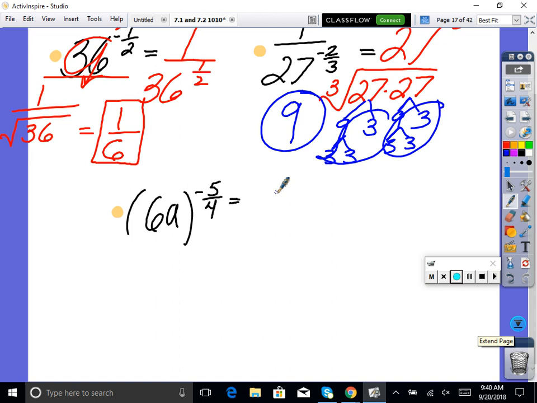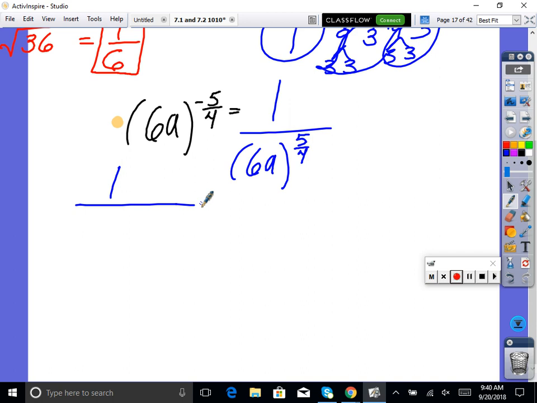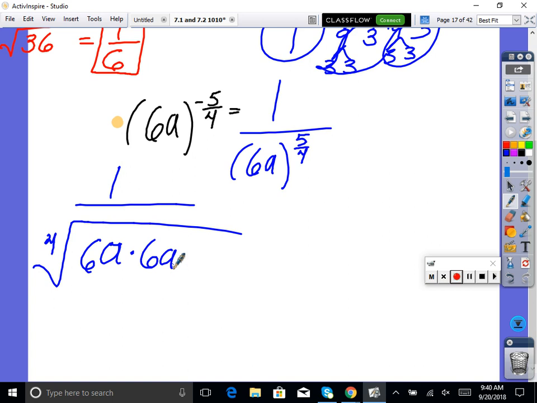Okay, right here we would say this is 1 over 6a to the positive 5/4. And now we can write it as a radical. So we have 1 over the 4th root of 6a times 6a times 6a times 6a. How many is that? 1, 2, 3, 4 times. Don't we need another one?